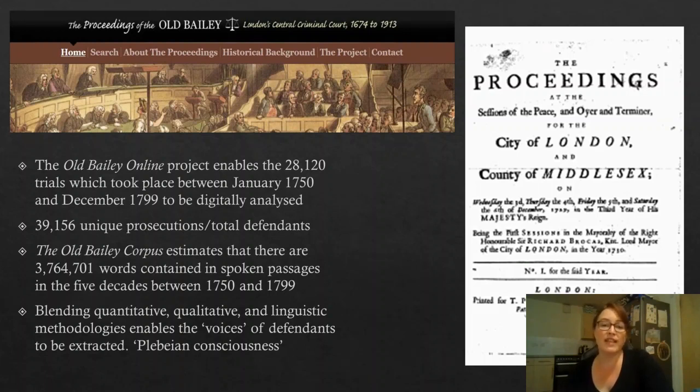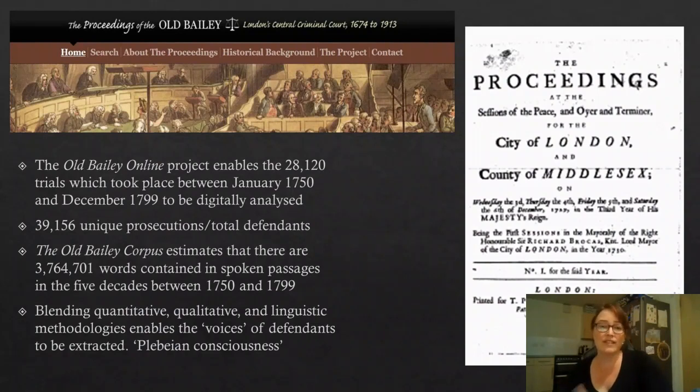So the project enables that I work in the 18th century, as I said. I'm particularly interested in the period today between 1750 and 1799, so that latter half of the century. And the Old Bailey Online project enabled the 28,120 trials which take place within that time frame to be digitally analysed. They have a range of functions on the website. You can do statistical analysis, you can do keyword searching, you can do all sorts of interesting things.